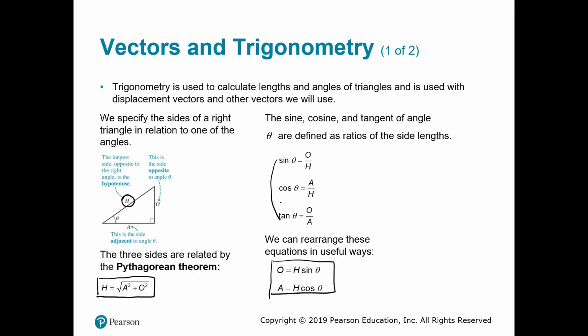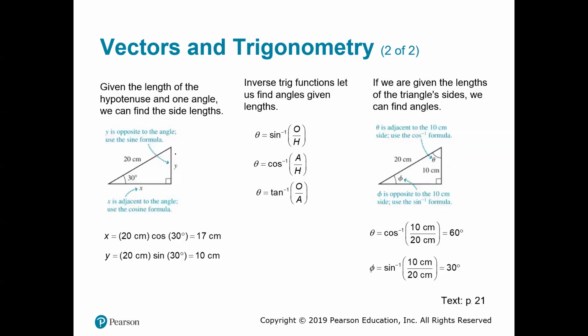In addition to that, we can also have tangent theta, right? Tangent theta, just to review and go over what you learned in high school, is O over A for this triangle.